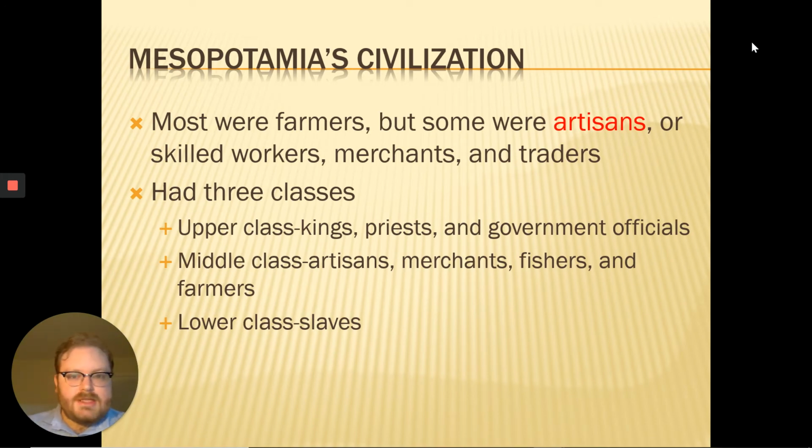So in Mesopotamian civilization, most were farmers, but some were artisans or skilled workers, merchants, and traders. And they had three classes: the upper class, which are the kings, priests, and government officials; the middle class, which were artisans, merchants, fishers, and farmers; and then the lower class, which were slaves.